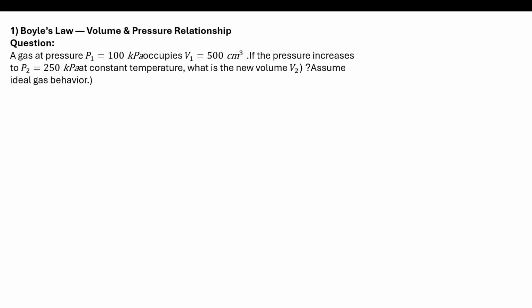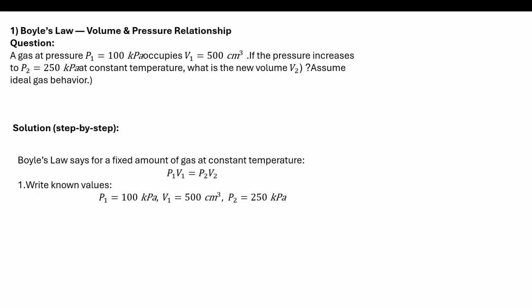Assume ideal gas behavior. Okay, so this is actually a relationship between pressure and volume at a constant temperature, and this is known as Boyle's law. So Boyle's law says for a fixed amount of gas, P1 V1 is equals to P2 V2 at constant temperature. So the first thing you do is to write out your parameters.